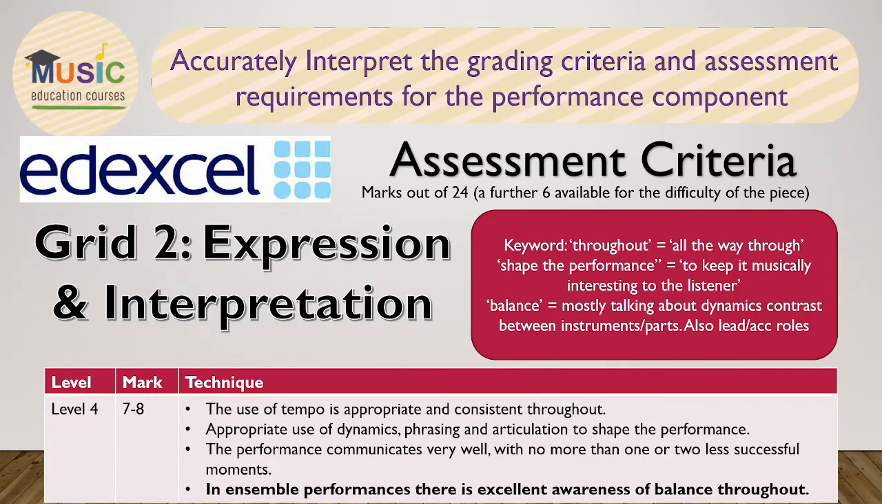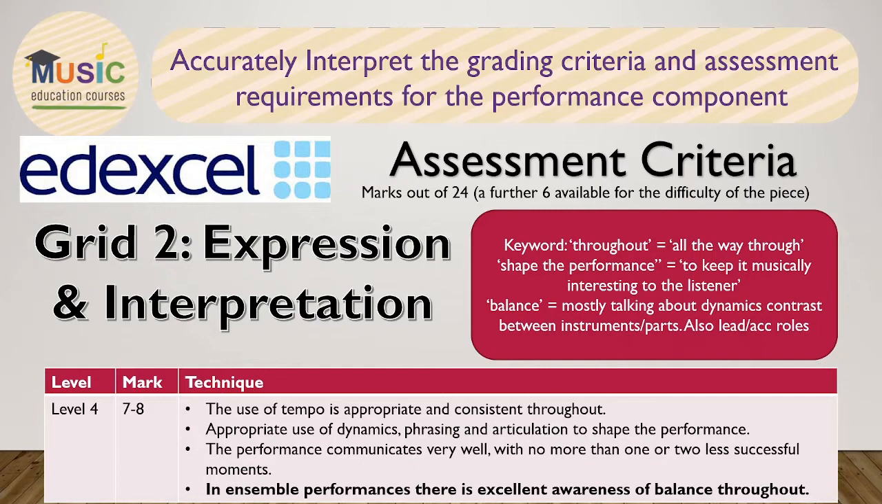Now, level 4, stepping it up. For 7 to 8 marks, the use of tempo is appropriate and consistent throughout, meaning all the way through. Appropriate use of dynamics, phrasing, and articulation to shape the performance. I'll explain here, shape the performance means to keep it musically interesting to the listener. The performance communicates very well with no more than 1 or 2 less successful moments. And in ensemble performances, there is excellent awareness of balance throughout.